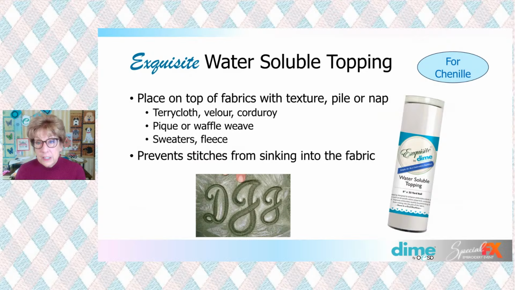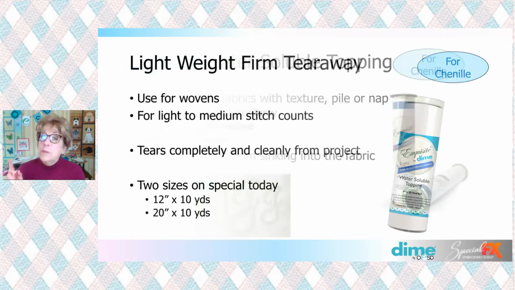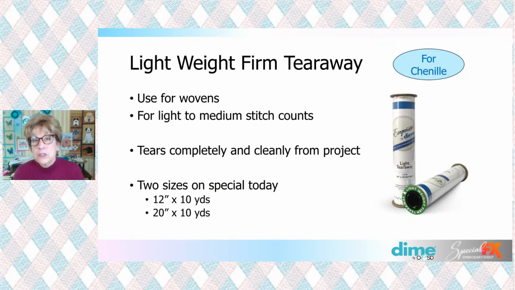And you saw in the video, we did a water soluble topping on top of the chenille. That's very helpful to keep that needle assembly from catching those different layers. And this is what you need for chenille, water soluble topping. It goes on top. It does not go in the hoop. We use that a lot when we are stitching embroidery designs on napped fabric, terry cloth towels, sweaters, fleece, anything like that. We need a water soluble topper.